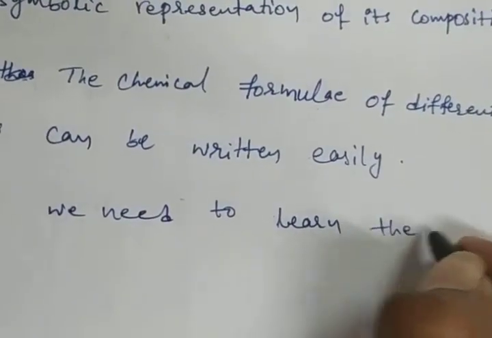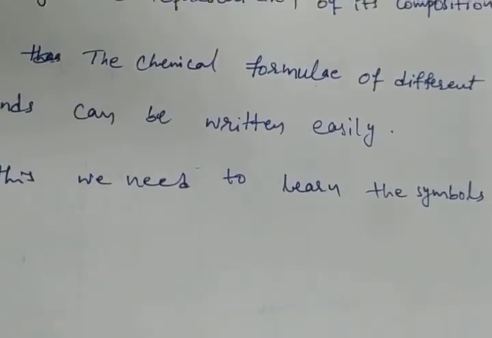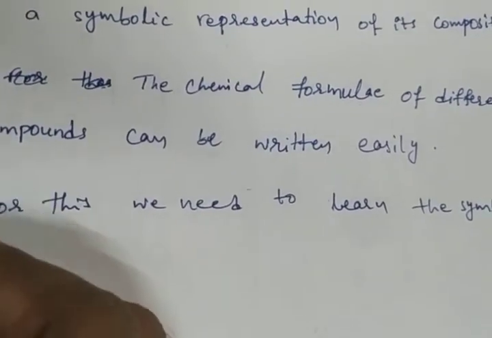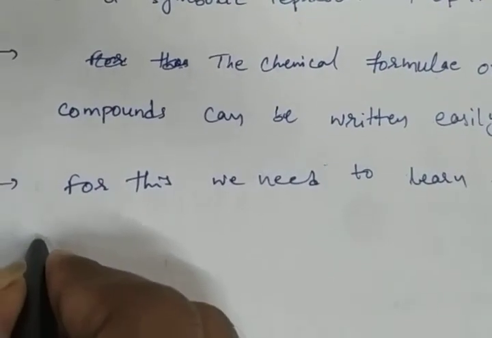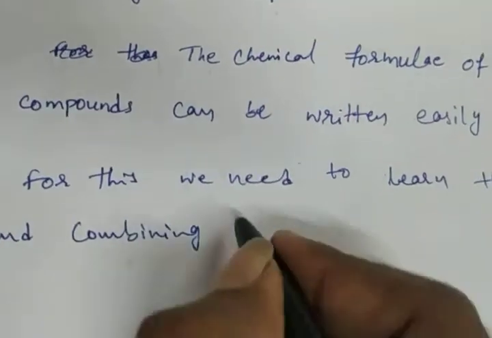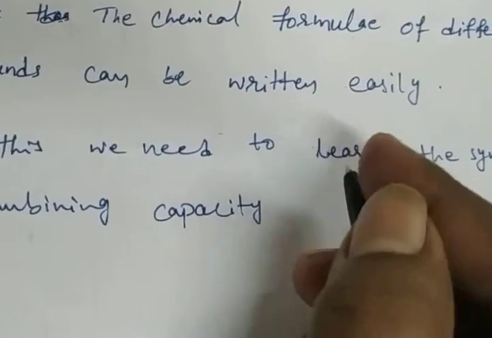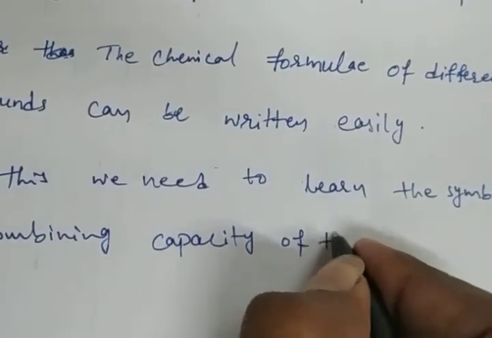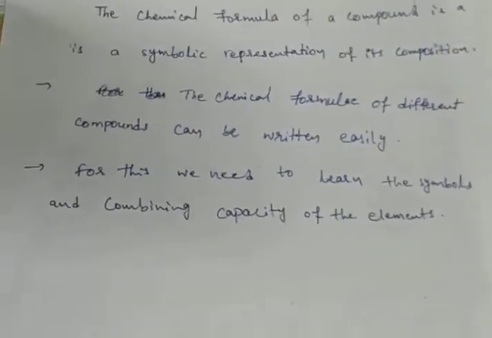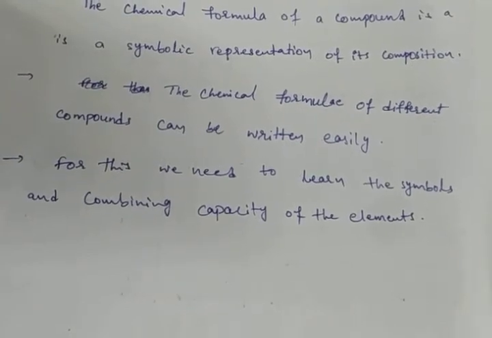First we learn the symbols. For example, sodium Na, calcium Ca, like that. We need to learn the symbols and combining capacity of the elements.